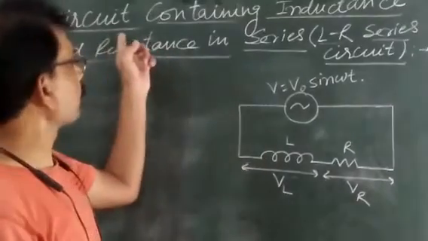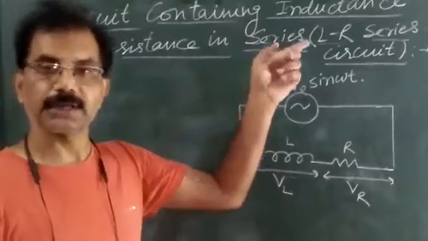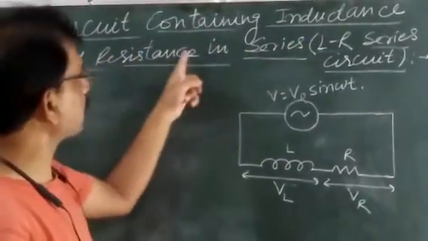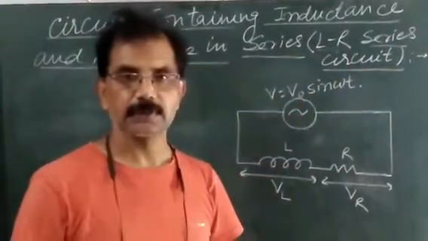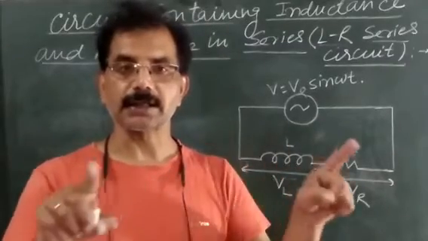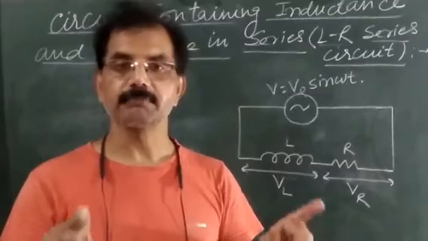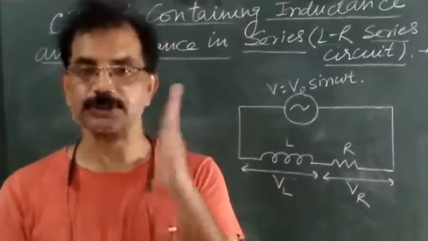In this video, I am going to discuss the combination of the AC circuit. Like here, the first circuit containing inductance and resistance in series, meaning the LR series circuit. Already I have discussed in the previous video when the circuit contains pure resistance, when the circuit contains a pure inductor, and when the circuit contains a perfect capacitor.